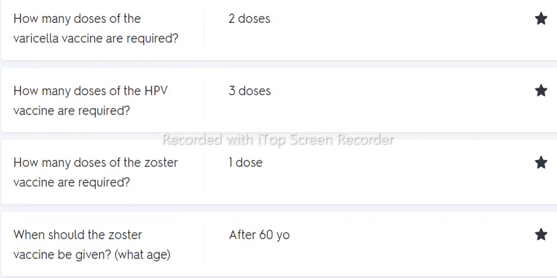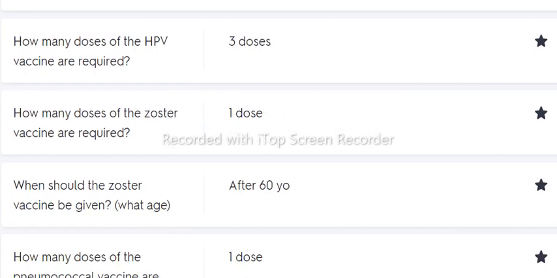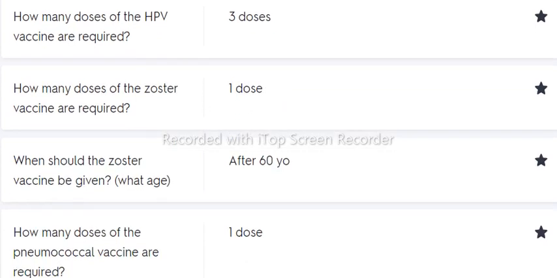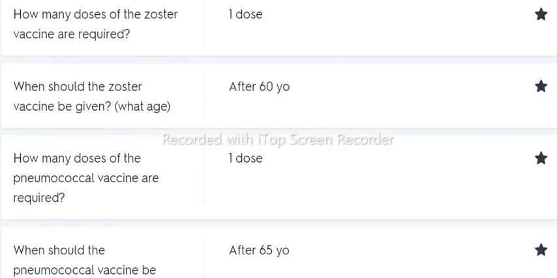How many doses of the varicella vaccine are required? 2 doses. How many doses of the HPV vaccine are required? 3 doses. How many doses of the zoster vaccine are required? 1 dose.